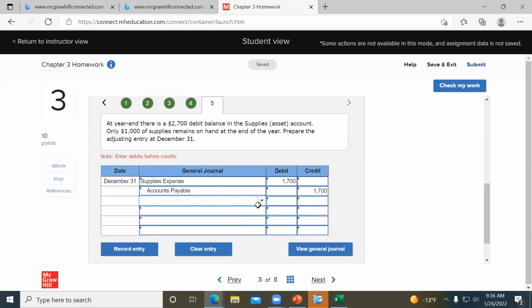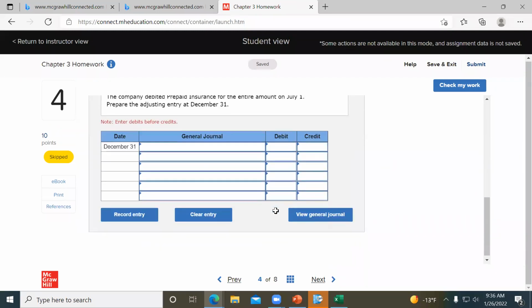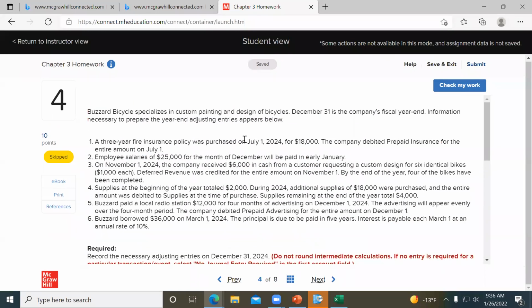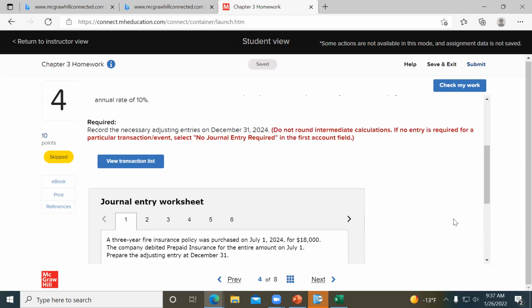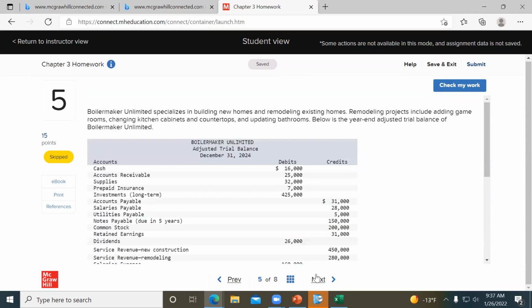Awesome. Do you guys understand how we're doing that? Now, guys, you're going to have more of these type of journal entries in the homework here. This is important because it helps you understand how to figure out these adjusting entries, okay? So the next one will be a problem like that.